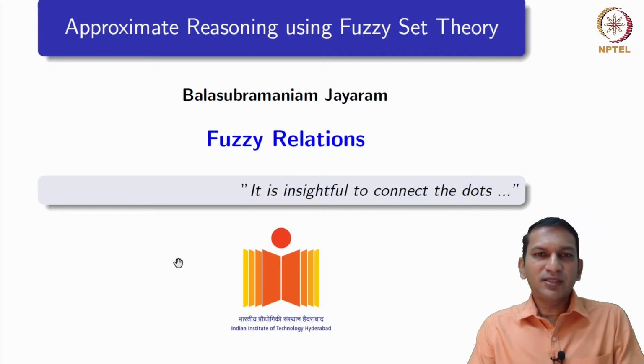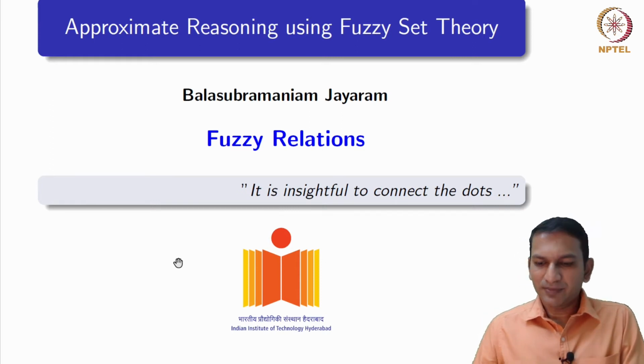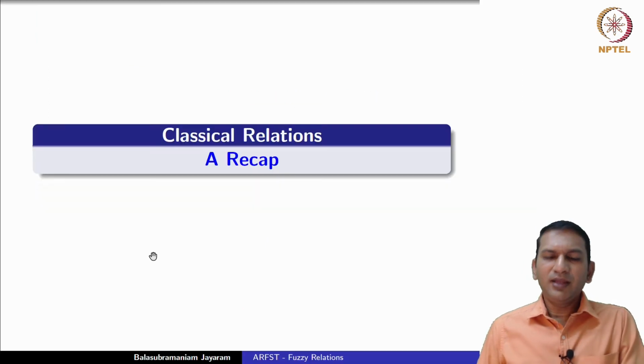In the last 2 weeks, we have seen the 3 basic fuzzy logic connectives: fuzzy negations, triangular norms, and fuzzy implications. In this week, we will deal with fuzzy relations. Let's begin with a brief recap of classical relations.